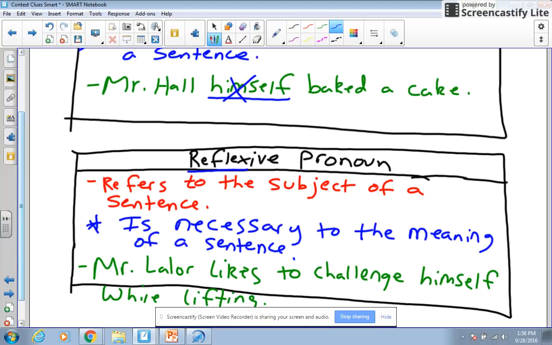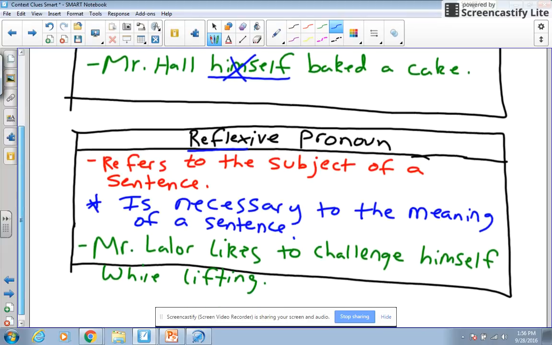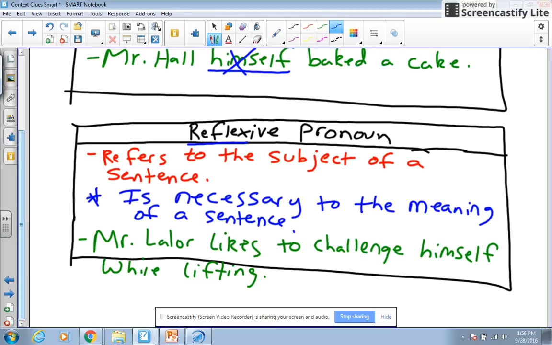So if we take a look at our example here, Mr. Lawler likes to challenge himself while lifting. Notice how himself is a pronoun. Also notice how himself reflects or refers to the subject, Mr. Lawler. And also notice if I was to not use himself in the sentence, this sentence would not make sense. Mr. Lawler likes to challenge while lifting, that doesn't make sense.